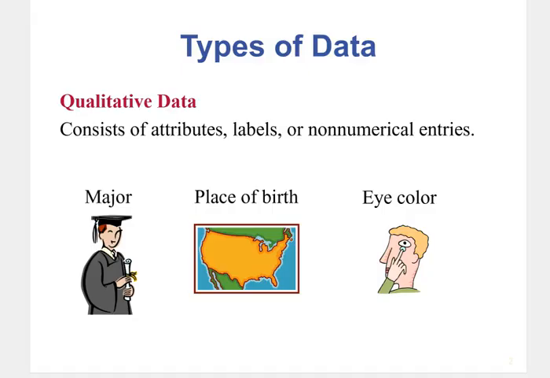Or any non-numerical entry, like your place of birth. Not your date of birth, that would be numerical, but non-numerical, like your place of birth. So those are all qualitative. Sometimes this is called categorical data. It's the same thing, just depending on the textbook that you use.